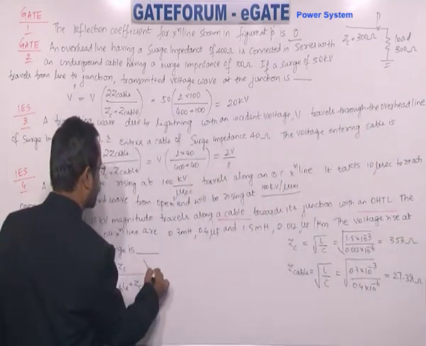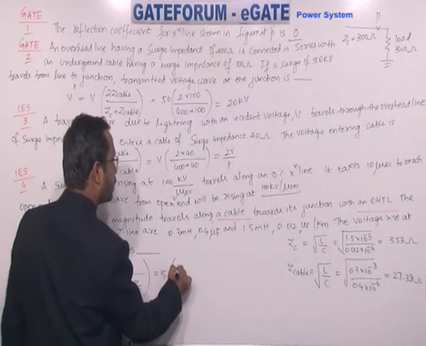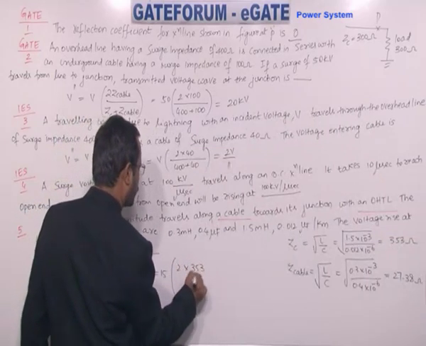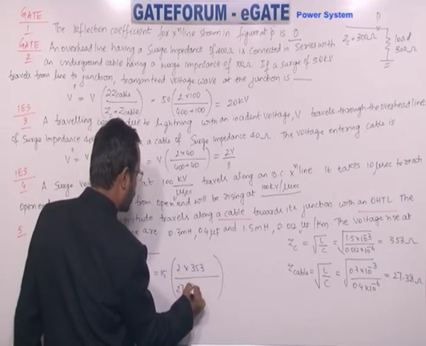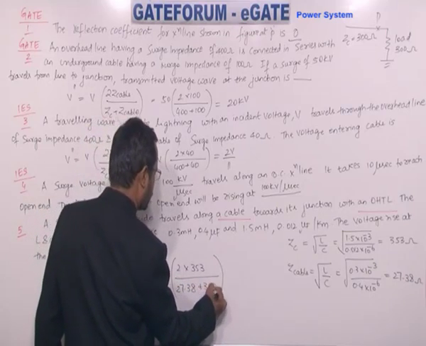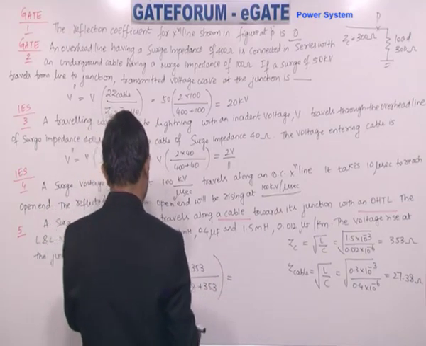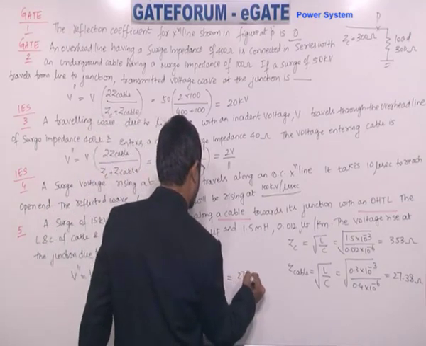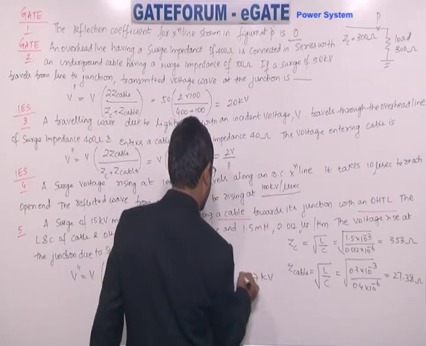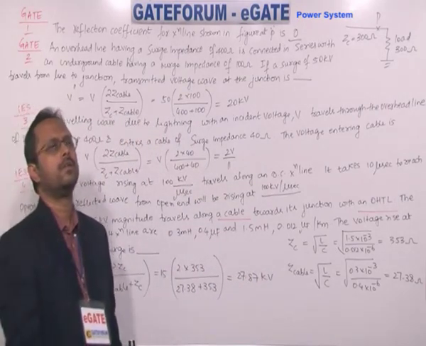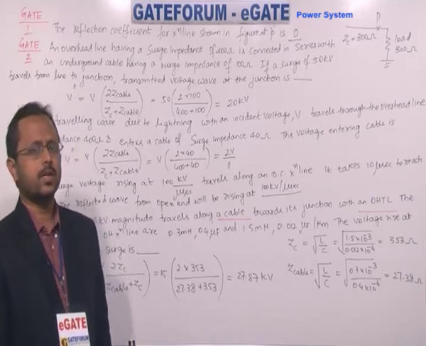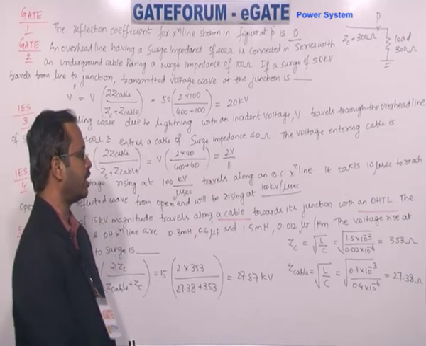So on simplifying this one, how much you get? 15 into 2 into 353 by 27.38 plus 353. So how much you get? 27.87 kV. You get 27.87 kV.